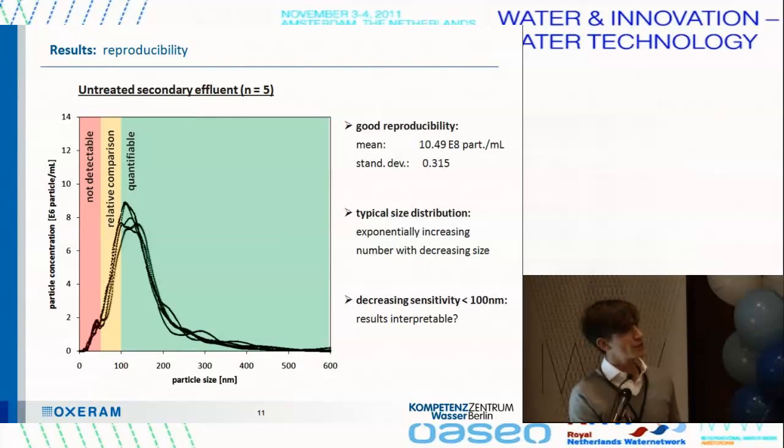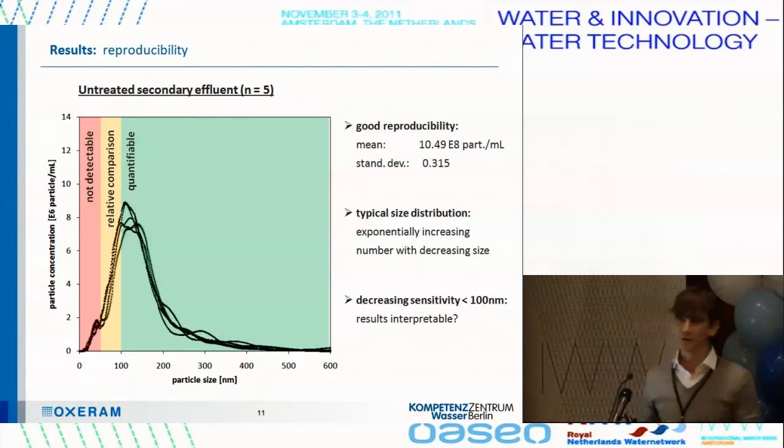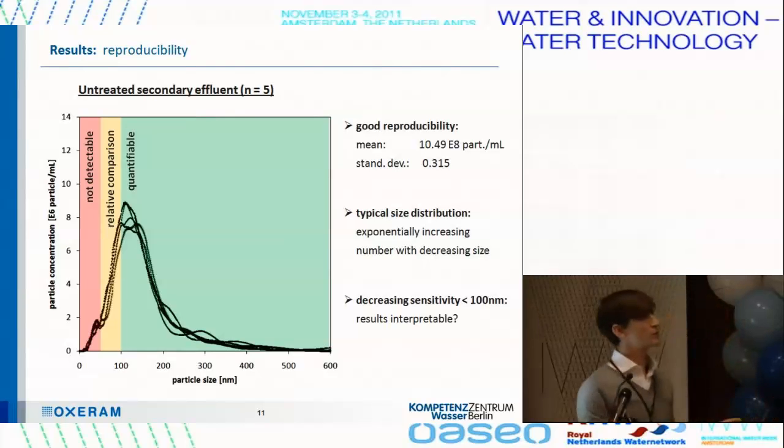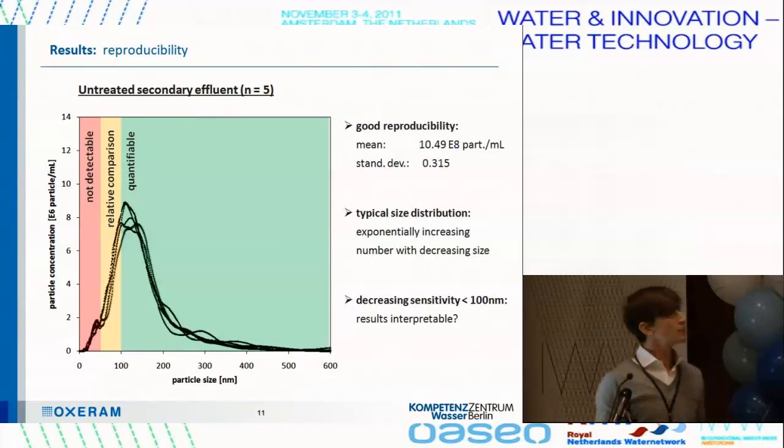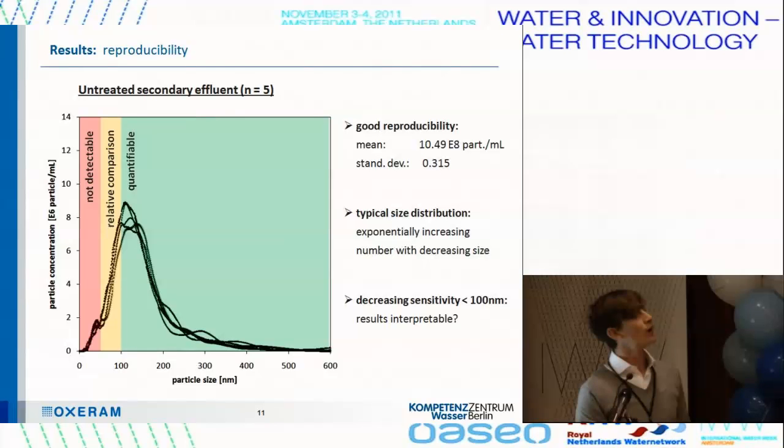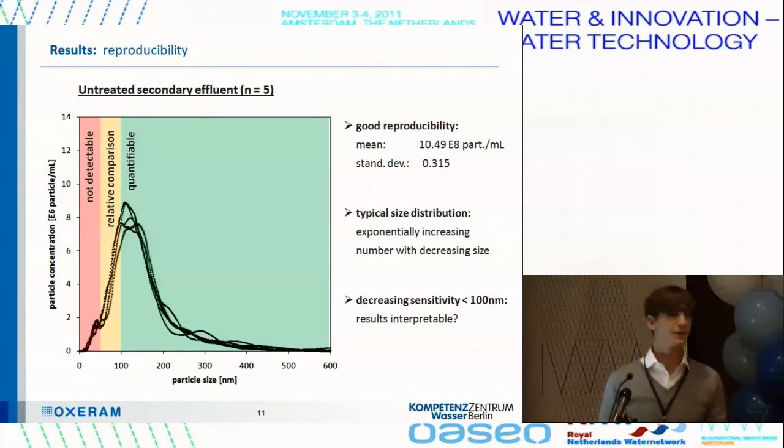three ranges. Above 100 nanometers, we can really quantify the particles in our water. At 100 nanometers, we have something like a limit of quantification. Between 50 and 100 nanometers, we can't really quantify the particles, but we can compare different pre-treated samples. And below 50 nanometers, we can't measure anything.